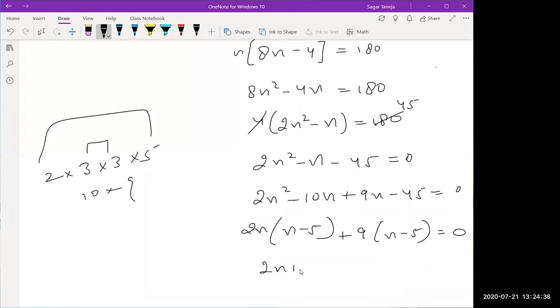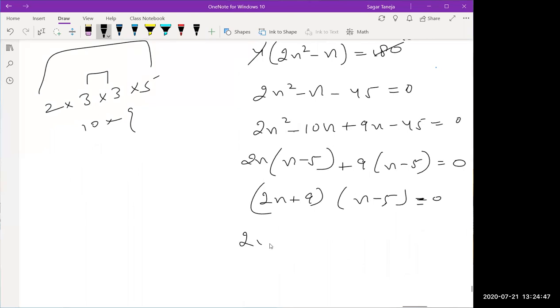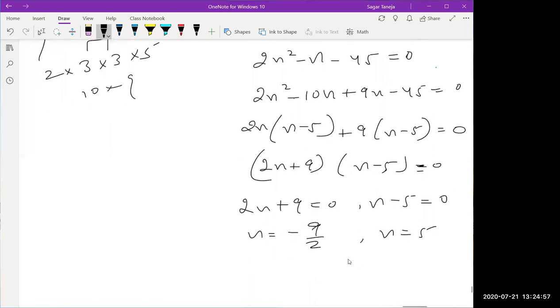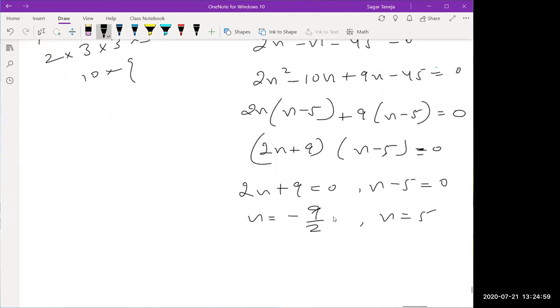So we are left with two values, 2n plus 9 and n minus 5 is equal to 0. Here we can say that 2n plus 9 is equal to 0 and n minus 5 is equal to 0. So n is equal to minus 9 by 2, and here n is equal to 5. You have to give the reason for your double answer. Here we got two answers, minus 9 by 2 and 5.